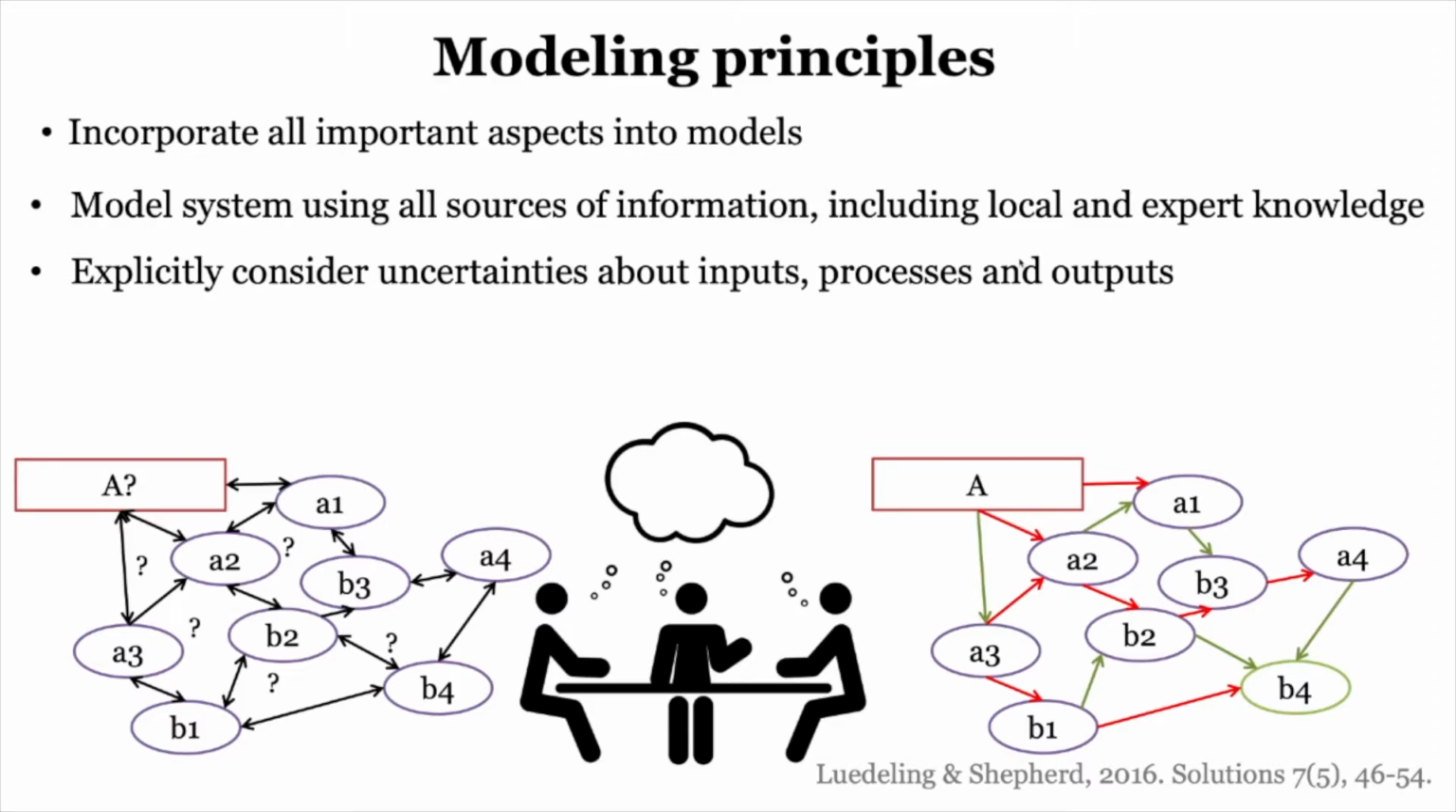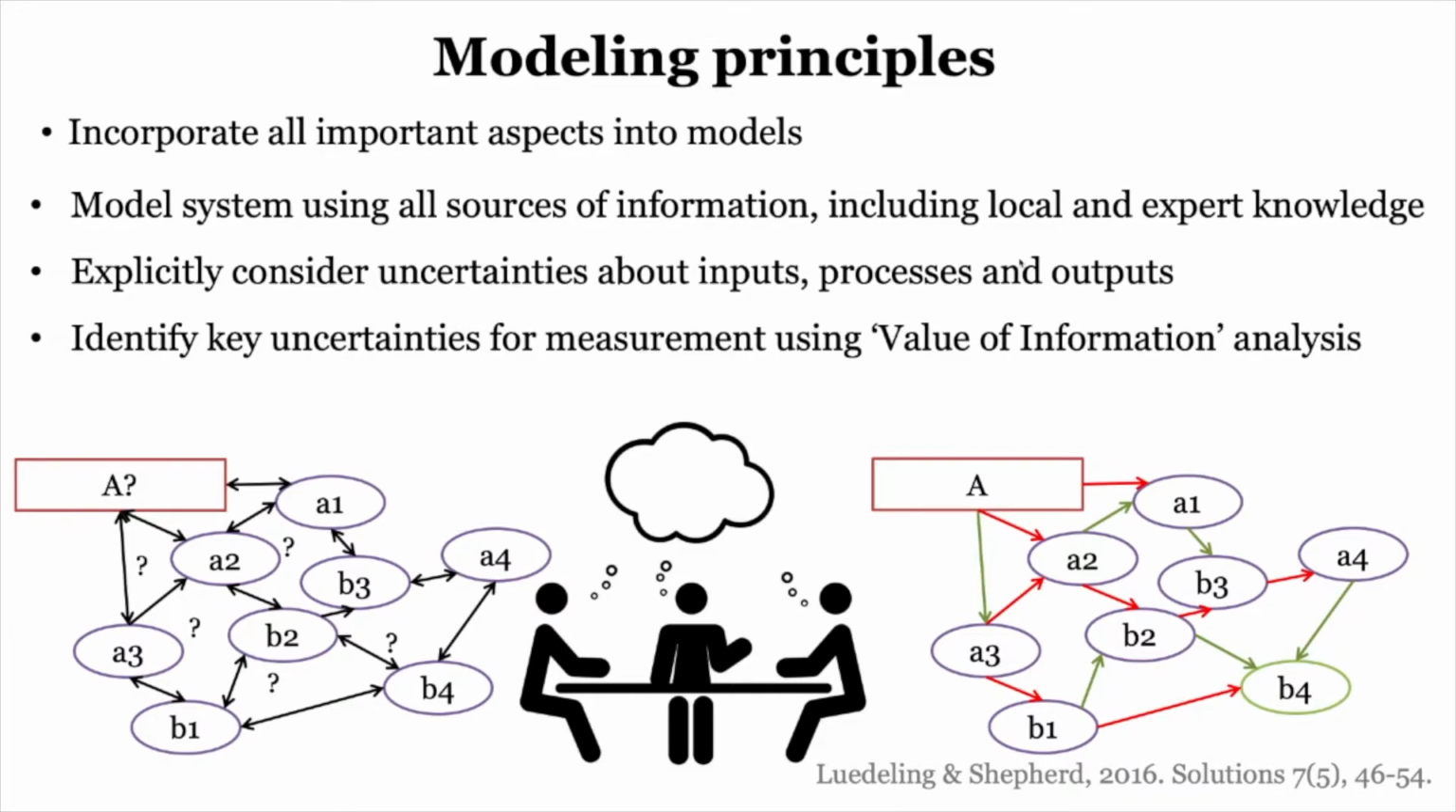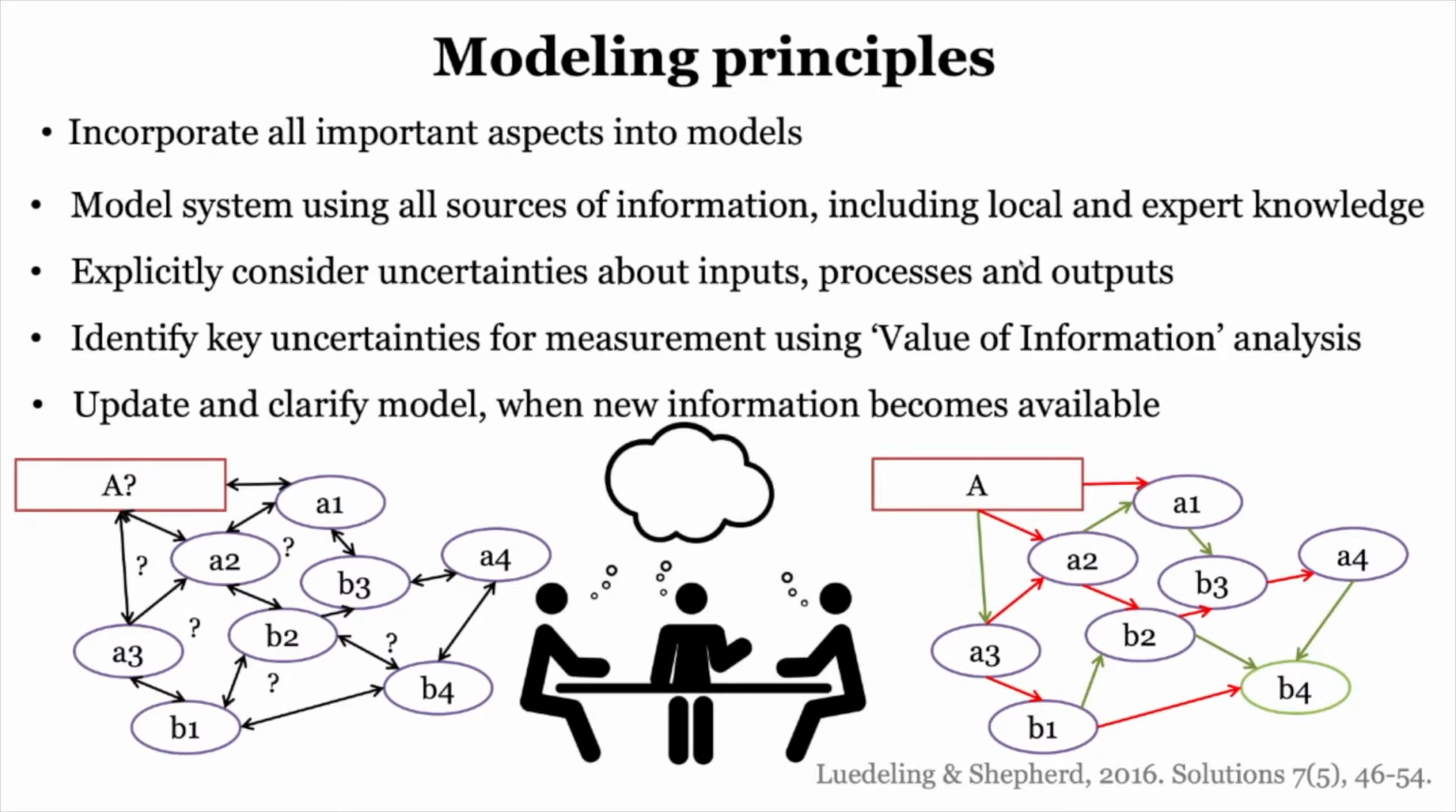We examine the alternatives in an explicit and logical way and use a single coherent scale. It may vary as we do that, and we use sensitivity analyses to look for changes that can influence these decisions. We identify key uncertainties for measurement using something called the value of information analysis, which we'll talk about in detail a bit later. And we update and clarify the model whenever new information becomes available. As long as the project is still active and we still have the model running, we can always update.